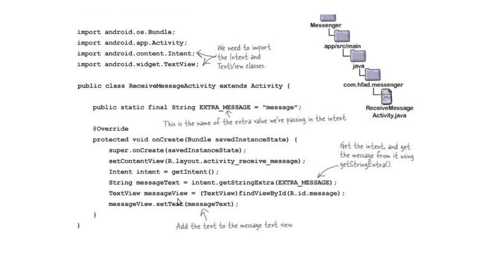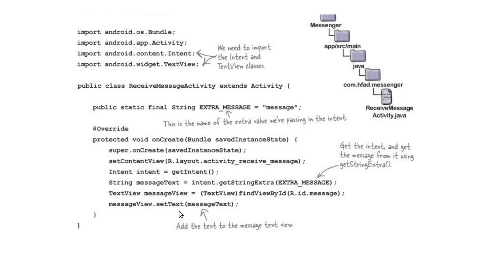Now we need a text view in that receiving message activity, so that we can display our text. We have already created a layout, and in that layout we have a text view in the receiving message activity .xml file. So we have extracted that message text view, and then we just set that text inside the message view. So that will complete that part.